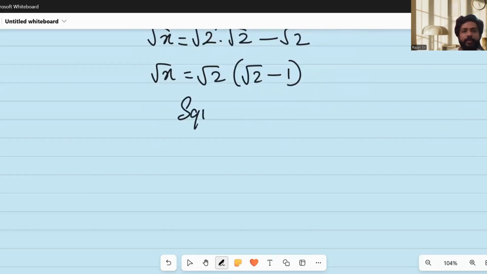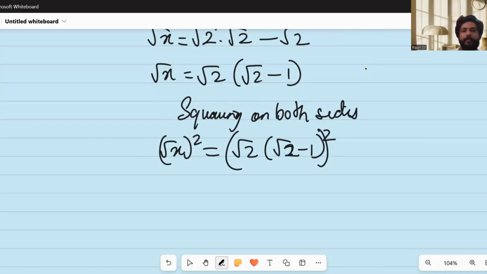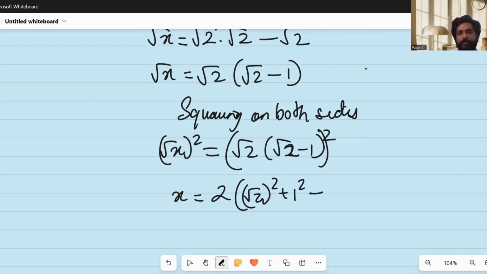Squaring on both sides, we get root x whole square is equal to root 2 into the whole square of root 2 minus 1. Now the square of root x is x, root 2 square is 2, and this will go in the formula root 2 square plus 1 square minus 2 into the first term into the second term.